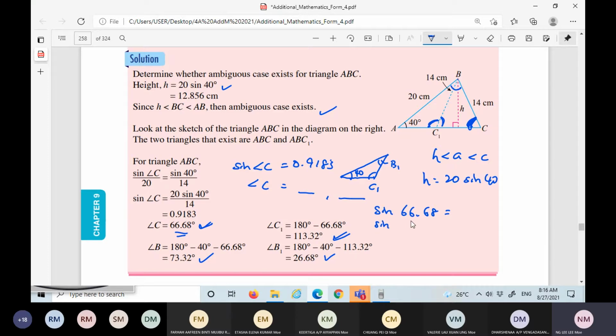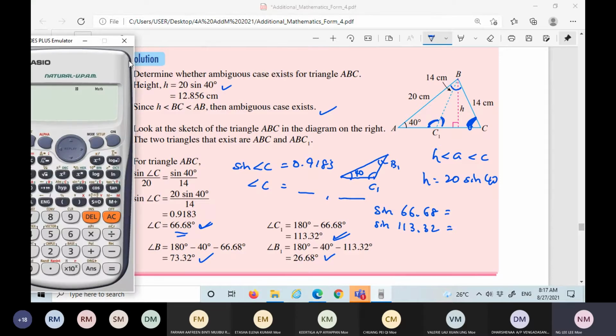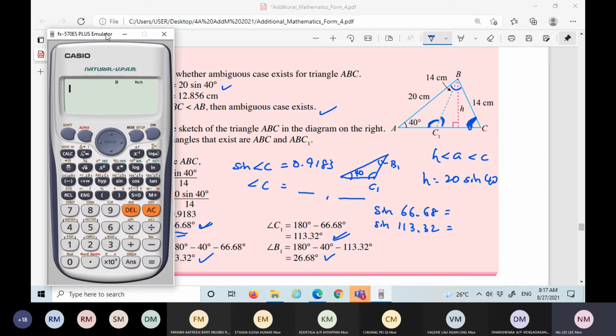And when you take sine of 113.32, you also get 0.9183. This is why we say that when sine of angle C is 0.9183, your angle C has two answers. The detailed explanation we will learn during your Form 5 trigo. But because you need it for this, I will just mention it and you just have to know it. So let us try using the calculator, and see whether what I say is correct.